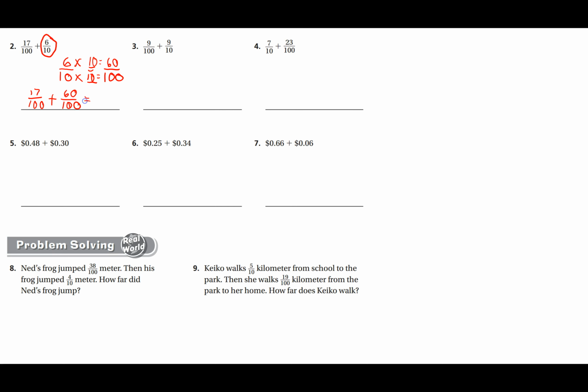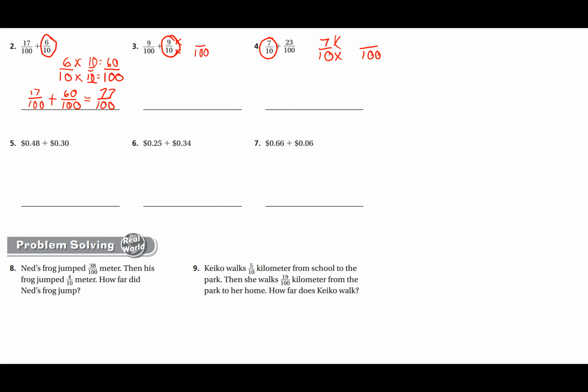And now that my denominator is the same, I can make it the same all the way across, 100, 100, 100. And now I can simply add my numerators. 60 plus 17 is 77 hundredths. So again, you would do the same thing on 3 and 4. You would change 9 tenths into a fraction with a denominator of 100 by multiplying the numerator and the denominator. And number 4, you're going to change 7 tenths into a fraction with a denominator of 100, again by multiplying the numerator and the denominator, and then adding. If you need to rewind, don't hesitate.